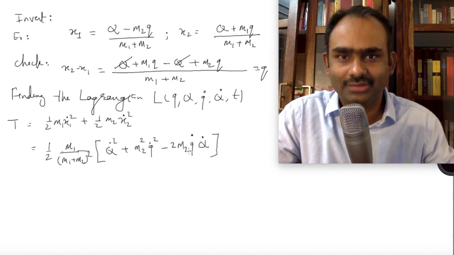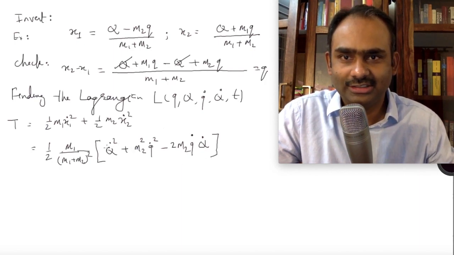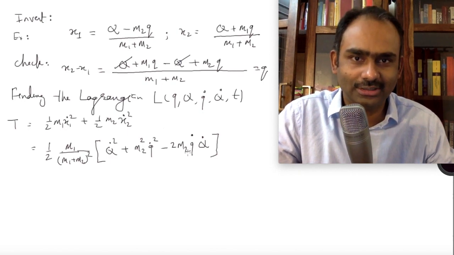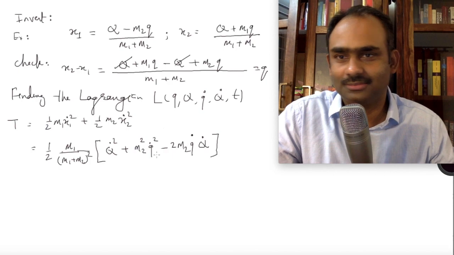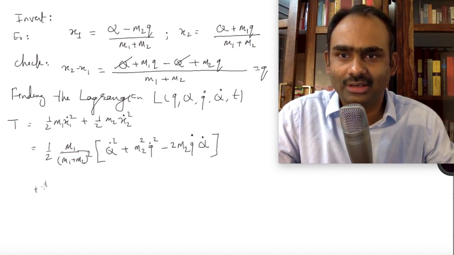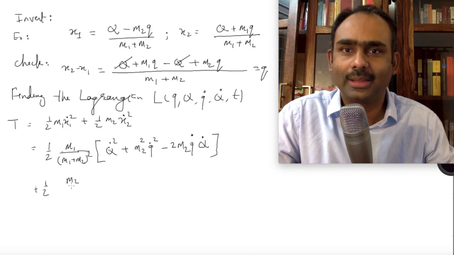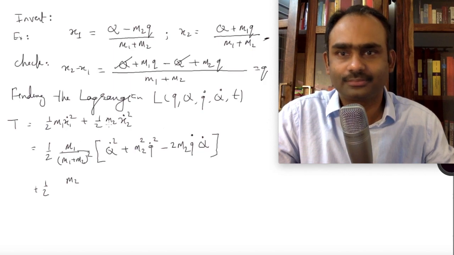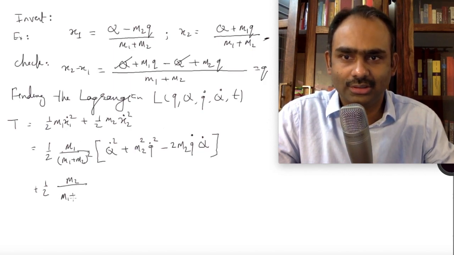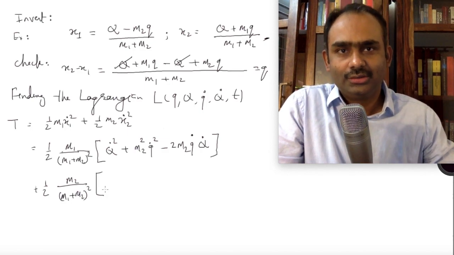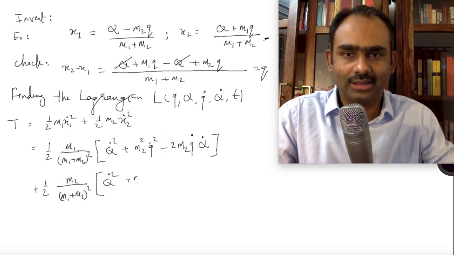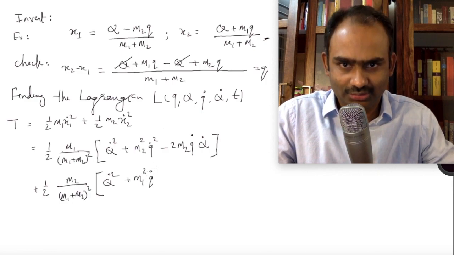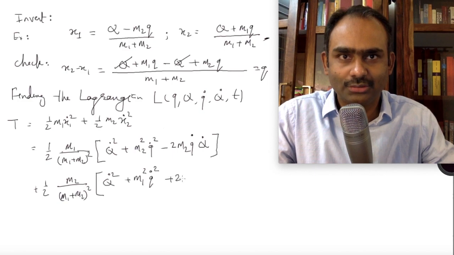Here you see that you have off diagonal terms also. This one is capital Q dot square, so it's a diagonal term. Small q dot square, that's a diagonal term. But small q dot with a capital Q dot, that's an off-diagonal term. Let's write down the next term. Half m2 x2 dot square, so I should look at this one now. Again, you have m1 plus m2 whole thing squared in the denominator. And then you have capital Q dot square, plus m1 square small q dot square, plus 2 m1 small q dot capital Q dot.